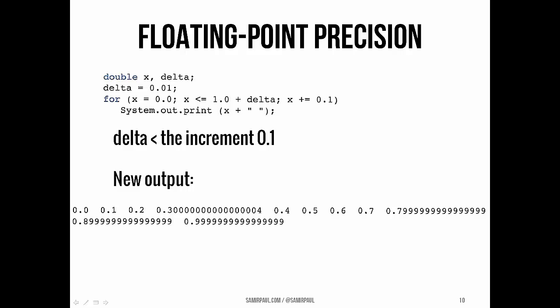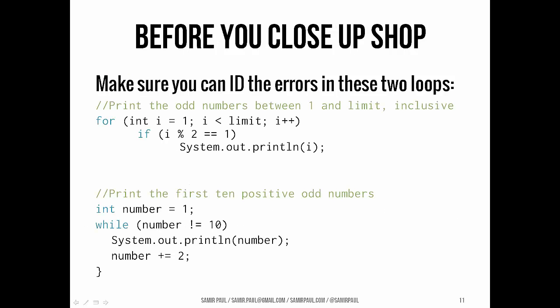Here's how we might fix it. We use some tiny delta value. Here it's 0.01, and it's less than the increment we're adding by. And we just say as long as x is less than or equal to 1.0 plus that delta. And that little bit of buffer, along with the use of less than or equal to rather than not equal to, is enough to make sure that we don't blow past our condition and we don't get stuck in an infinite loop. The code now works right as long as that delta is less than the increment, in this case 0.1. So you can see the new output here.